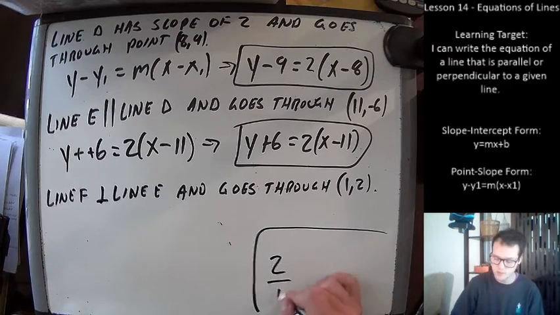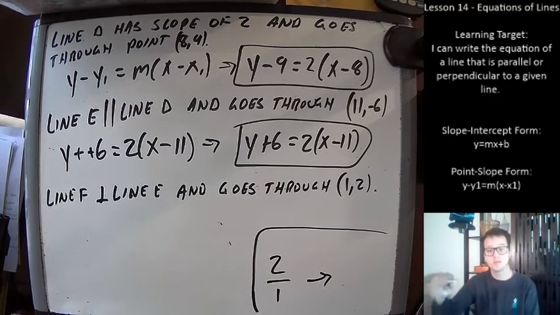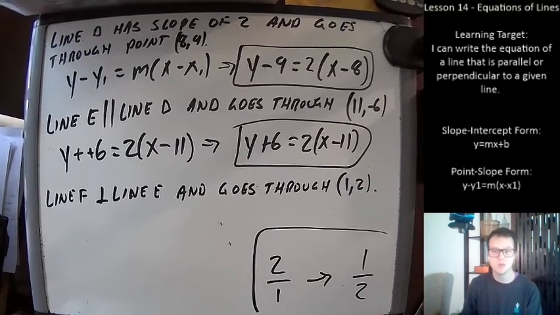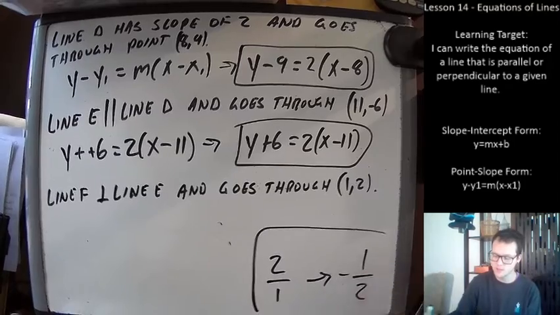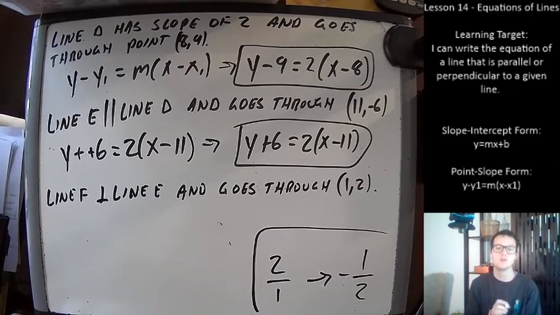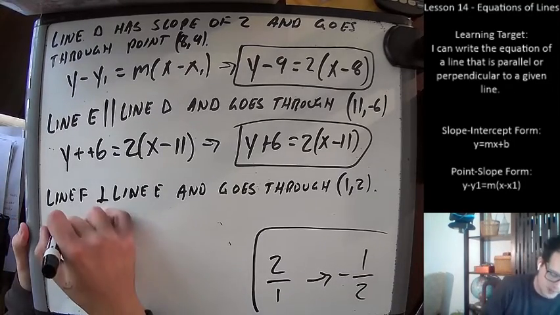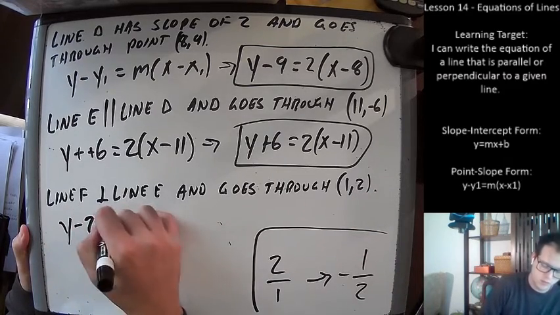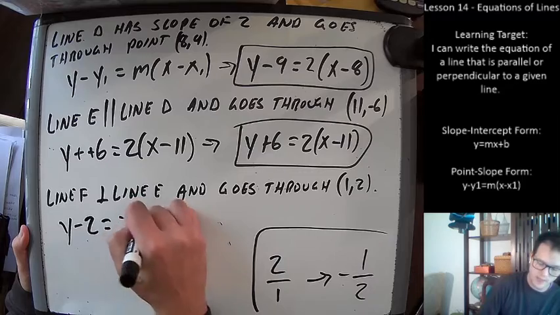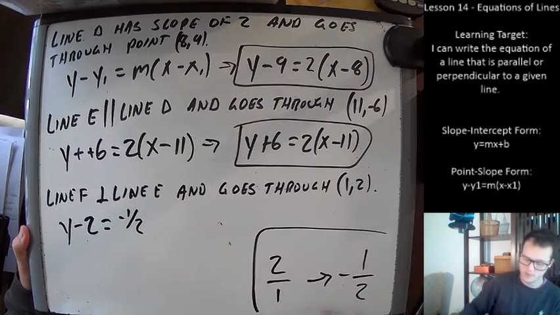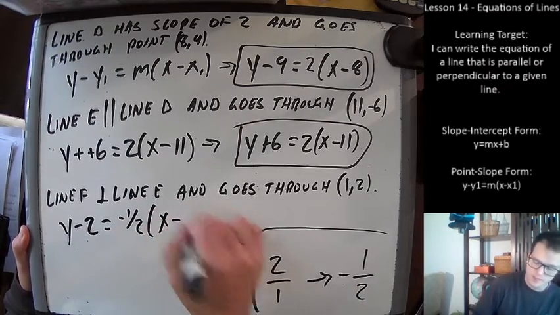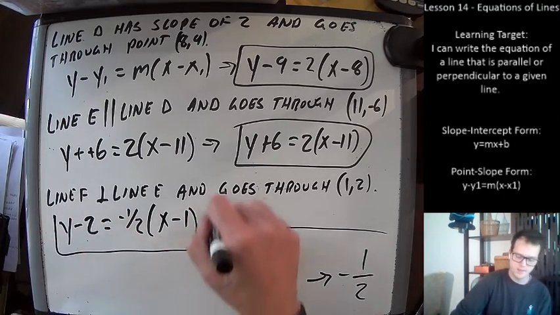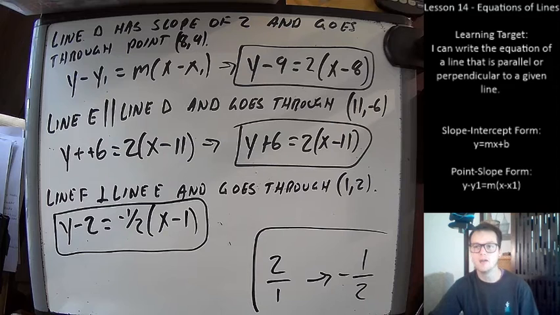So 2 is the same as 2 over 1, and when you find the opposite reciprocal, you flip it and negate it. So 2 over 1 turns into 1 over 2, and it was positive, so it turns negative. So our slope here is going to be negative 1/2. So y minus y1, the y1 of course in this case is 2, equals negative 1/2, that's our new slope that we just found, the opposite reciprocal, times x minus x1, which is just 1. So here we go, this is the equation of line F.